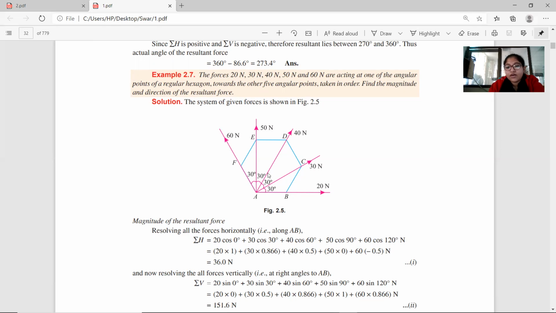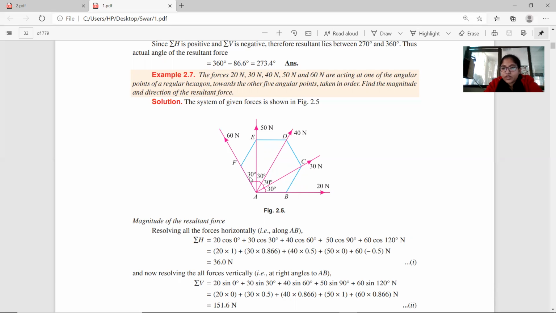How do we make it? For C, for 30 newton it will be 30 as usual. For D it will be 60. How 60? 30 plus 30. For E it will be 90. How? 30 plus 30 plus 30. For F it will be 120. How? 30 plus 30 plus 30 plus 30.